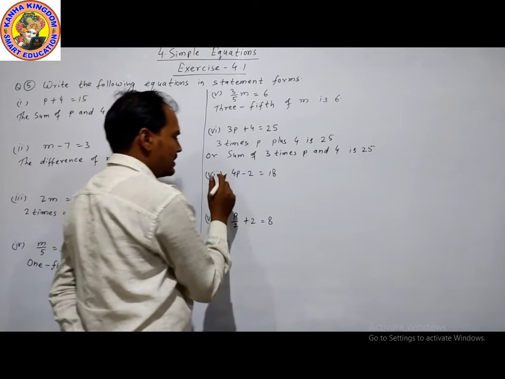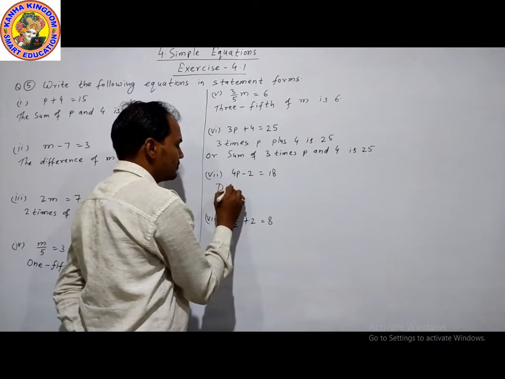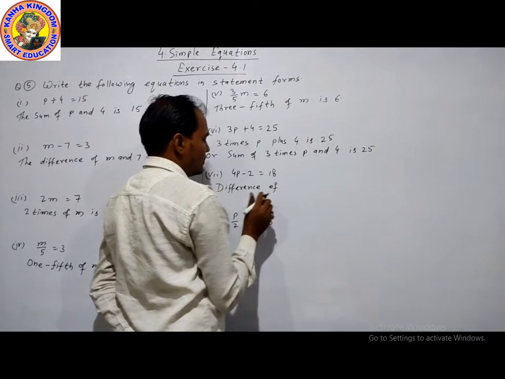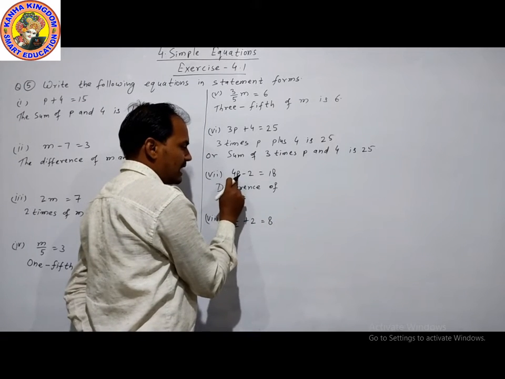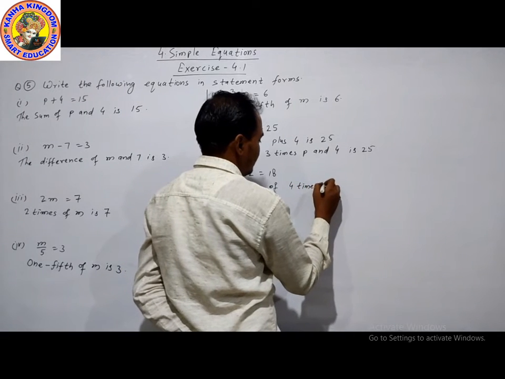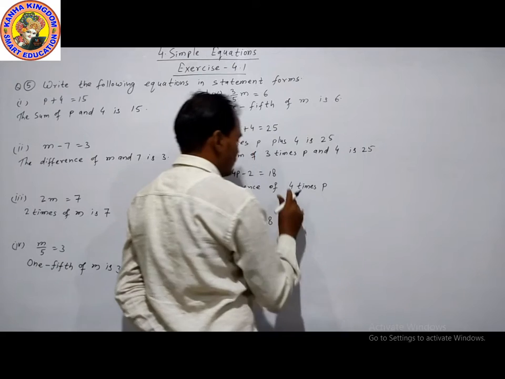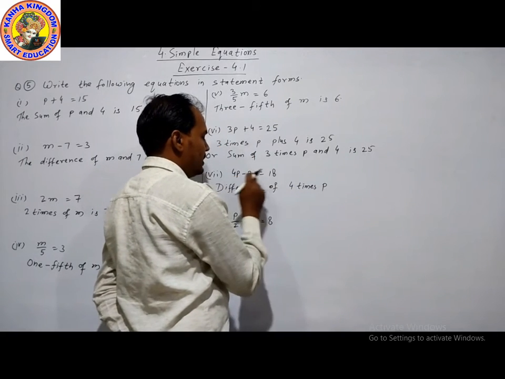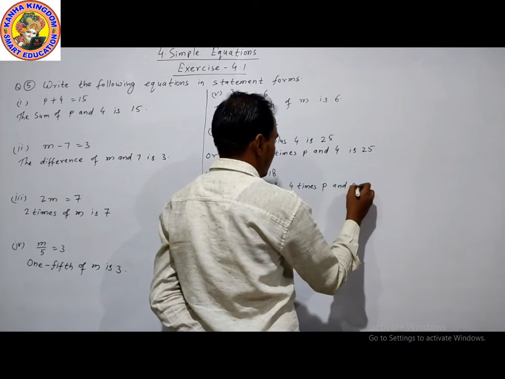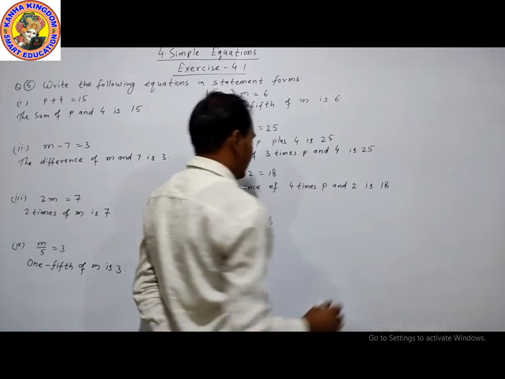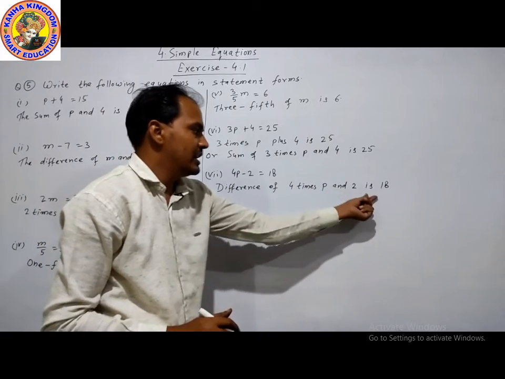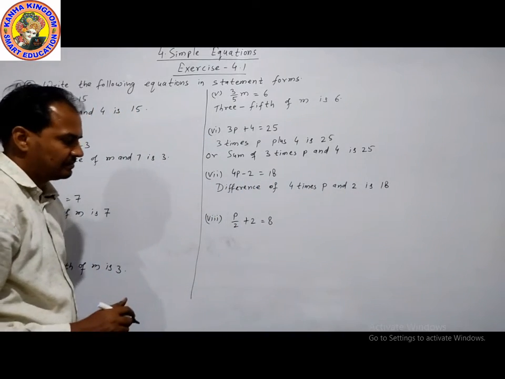Here is minus. Minus means difference. Difference of which number? 4p. 4 times p. 4p means 4 times p. The difference of two numbers 4p and 2 is equal to 18. Difference of 4p and 2, 4p minus 2 is equal to 18.